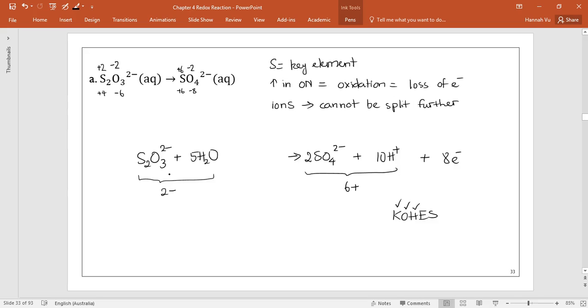The last thing I'm going to do is to put in states. So aq, liquid, aq, and aq. You don't need a state on electrons.